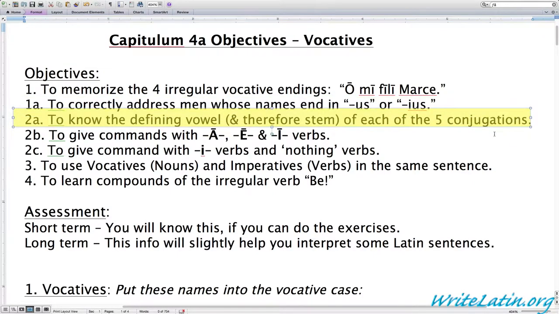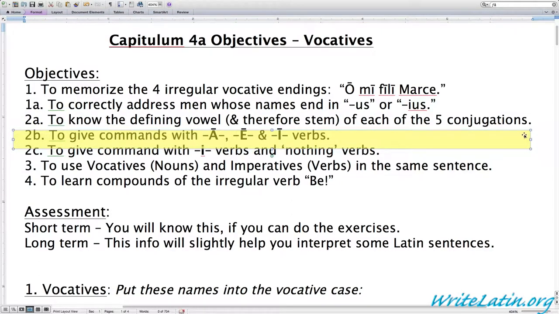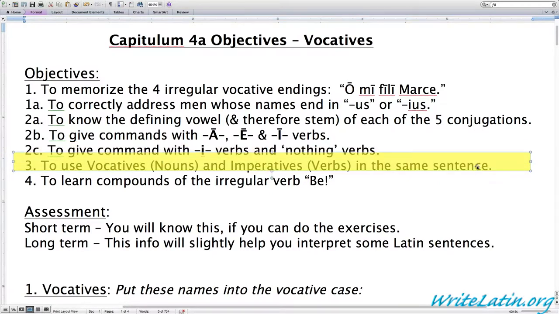Objective 2a, to know the defining vowel and therefore stem of each of the 5 conjugations. Objective 2b, to give commands with long A, long E, or long I verbs, A, A, E verbs. Objective 2c, to give commands with short I verbs and consonant verbs. In other words, all the short verbs, which are a little different.